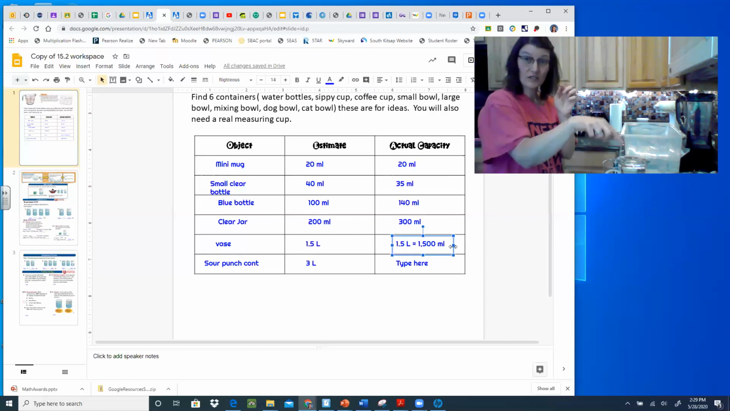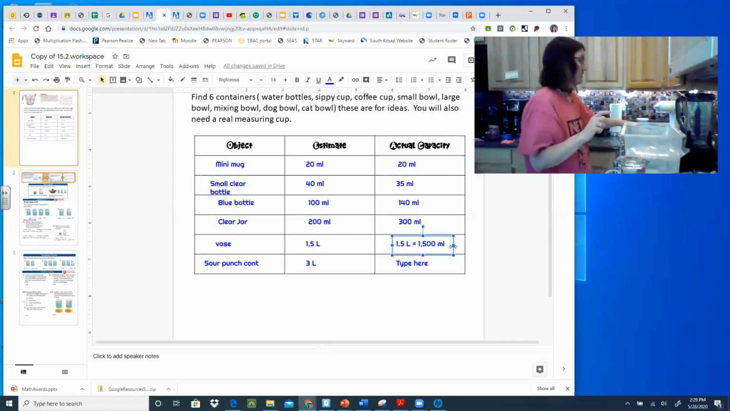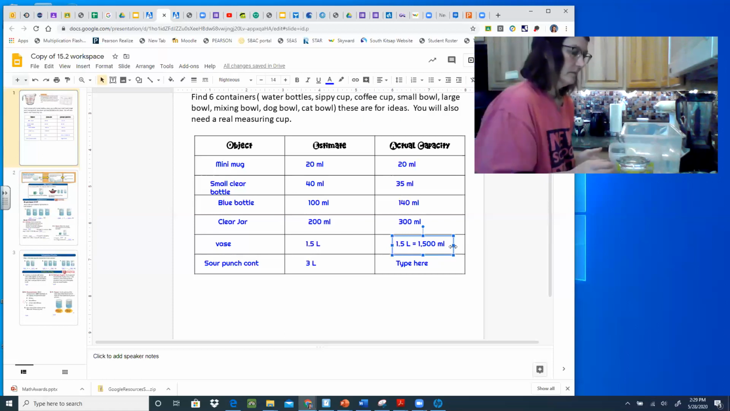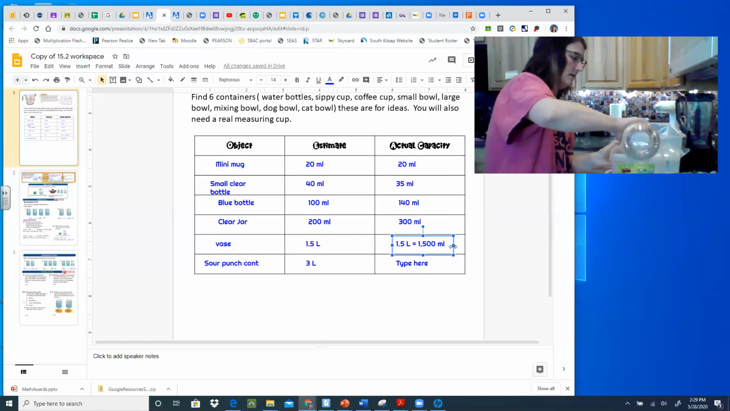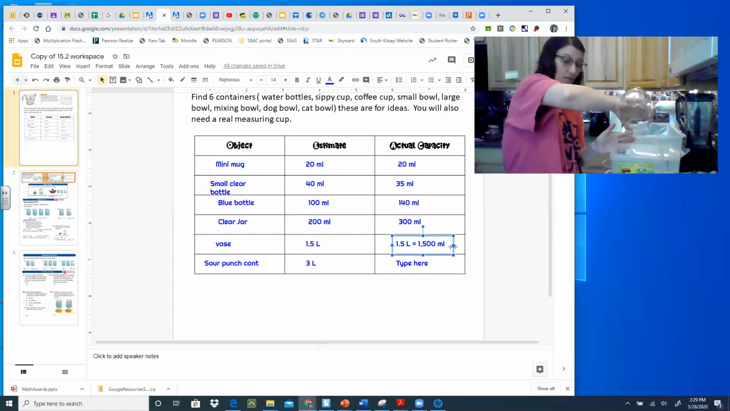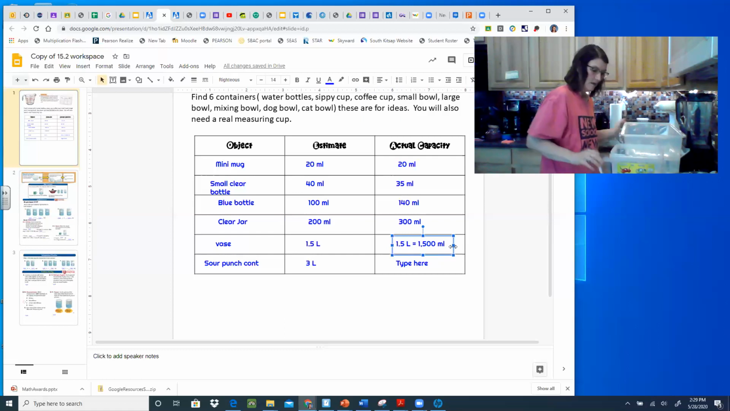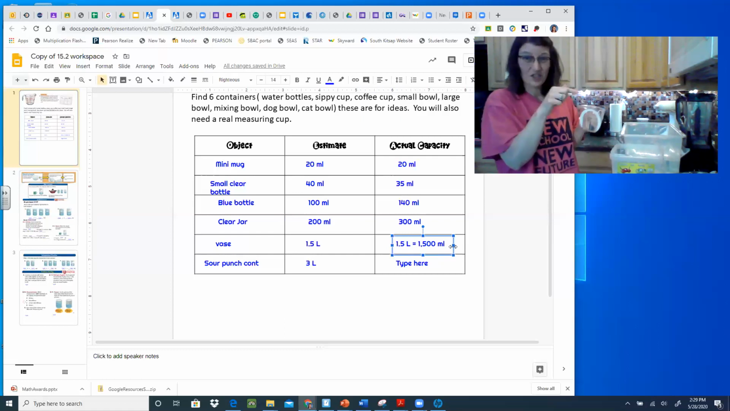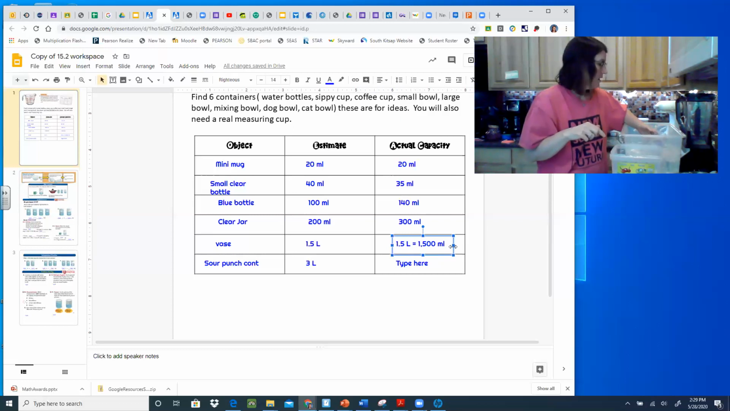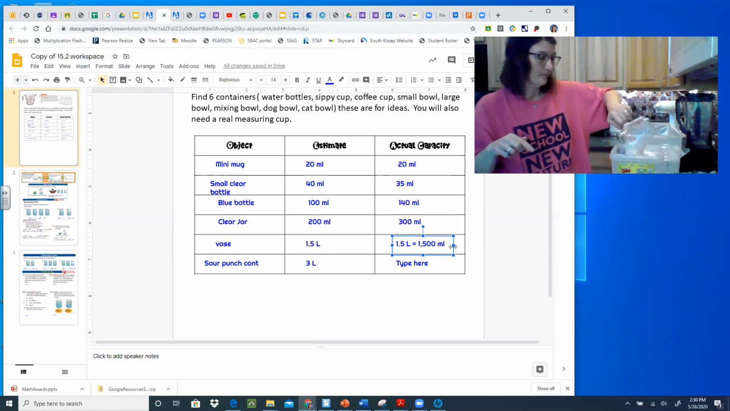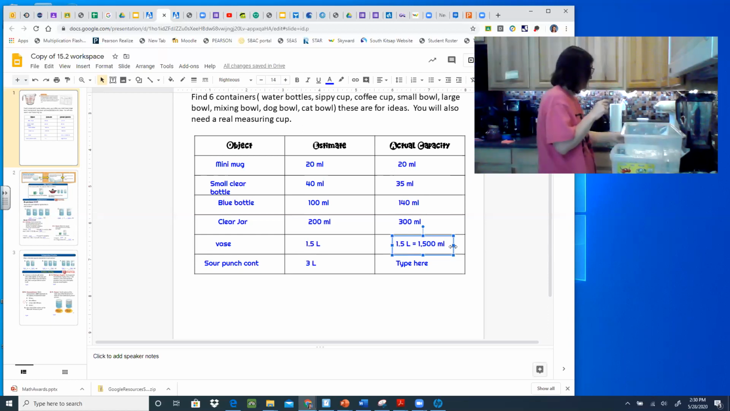Okay, so we know this was 1.5. So I'm going to pour that into here. Yeah, don't laugh at me. Make a little bit of a mess, but not bad. Okay, so that was 1.5. Now I'm going to do one of these, that way I can get it to 2. Now I'm at 2 liters.